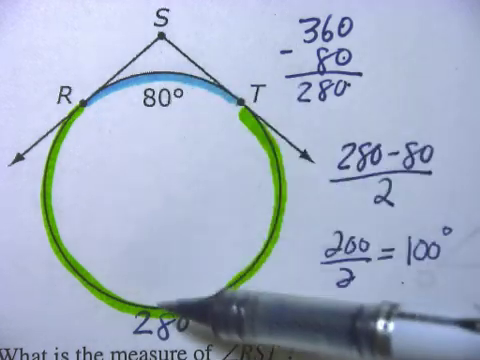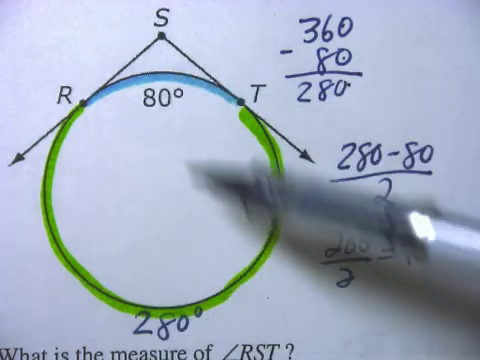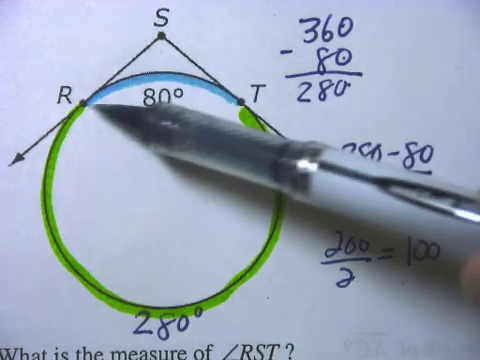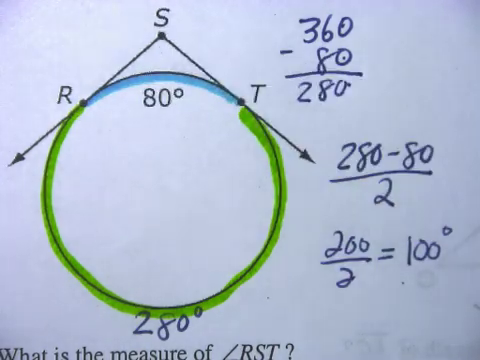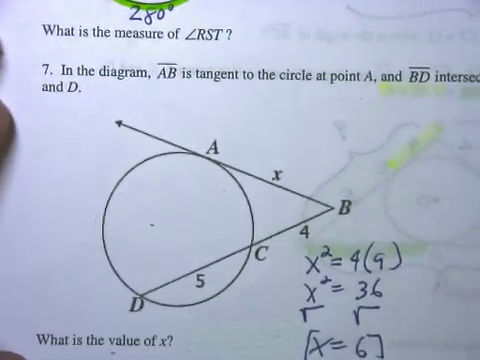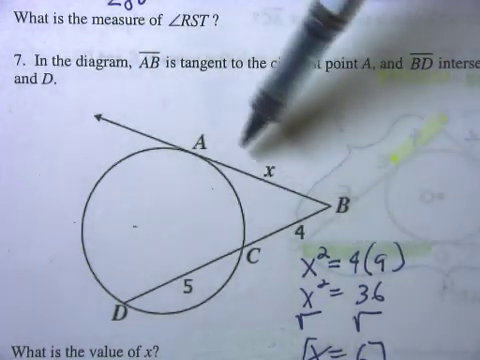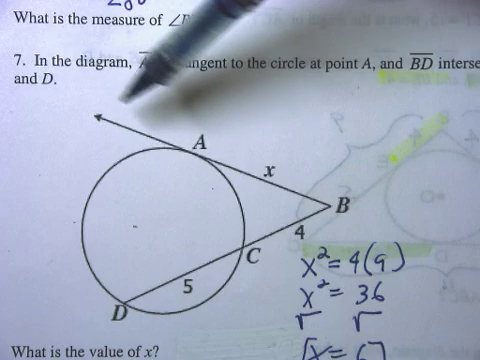Now I want to find the measure of angle S. That is, the measure of angle RST, or just angle S, which is the vertex. They want to know the measure of this angle. Well, the angle's on the outside of the circle. So what do we do with these two arcs? We subtract them. So 280 minus 80 is 200, divided by 2 is 100. So angle RST is 100 degrees.